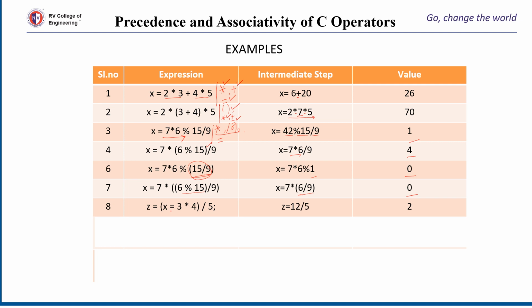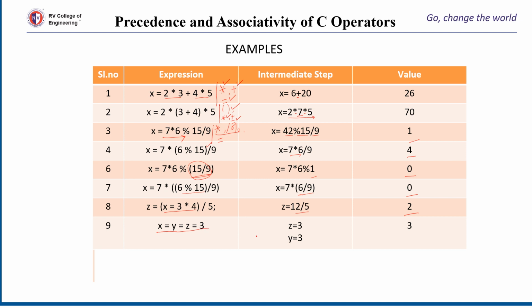We have x is equal to 3 into 4 divided by 5. So here, since this is put into a parenthesis, this will be evaluated first. X will be assigned with the value of 12. 12 divided by 5, the answer will be 2. Now x is equal to y is equal to z is equal to 3.